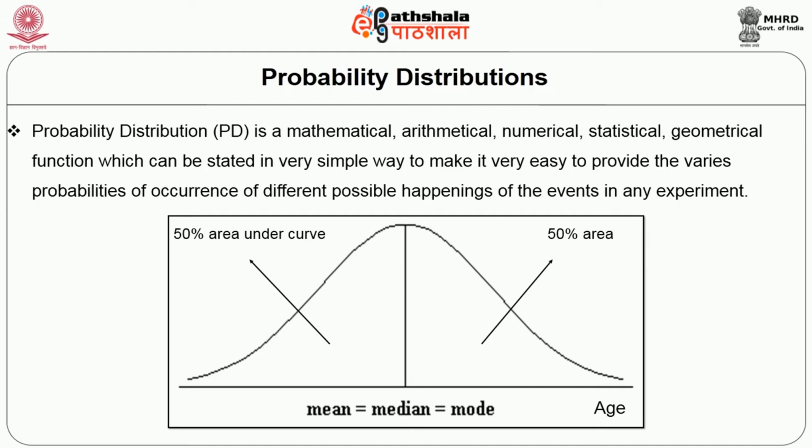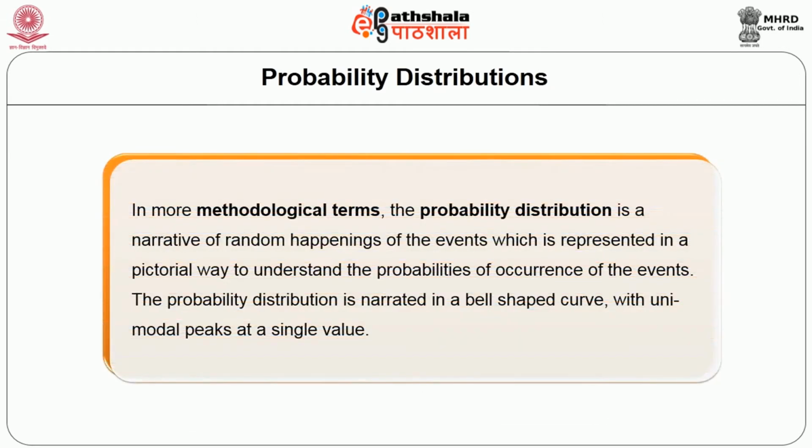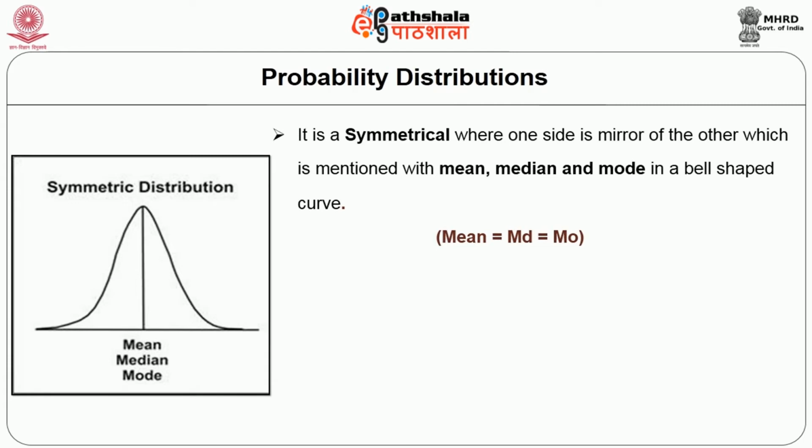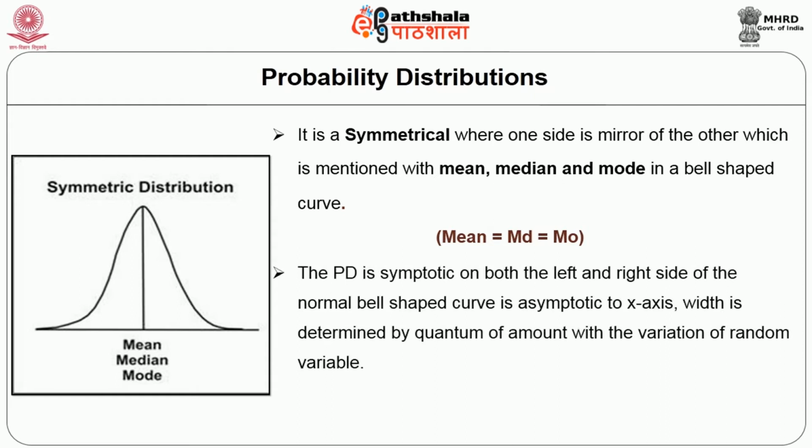Look at how the mean, median and mode are depicted in pictorial format. In more methodological terms, the probability distribution is a narrative of random events represented pictorially to understand the probability of their occurrence. It is a bell-shaped curve with a unimodal peak at a single value. It is symmetrical, with one side a mirror of the other, and mean equals median equals mode. So this probability distribution is symmetric on both the left and right sides of the normal bell-shaped curve.